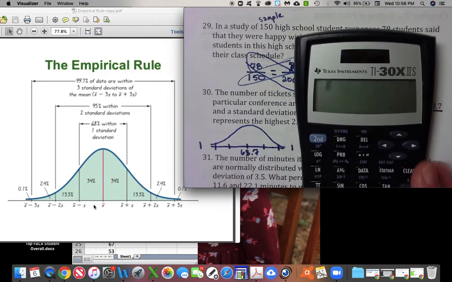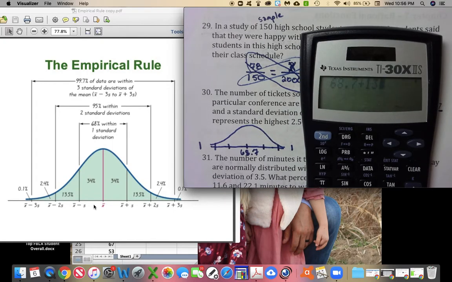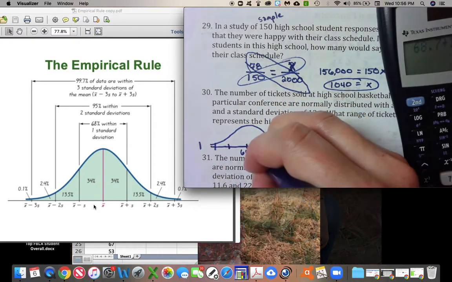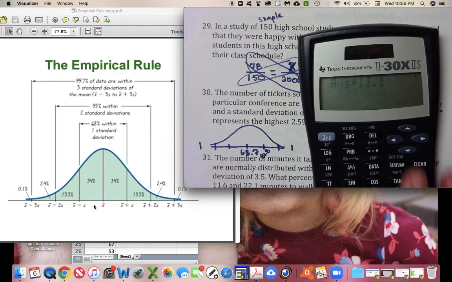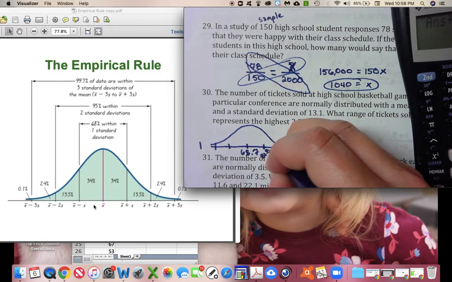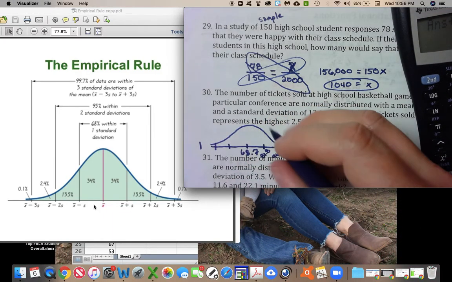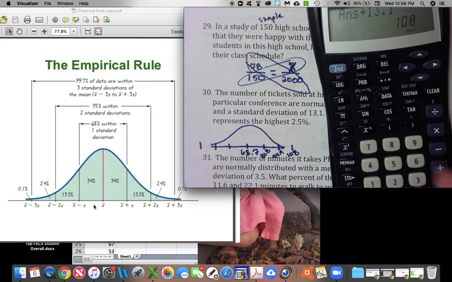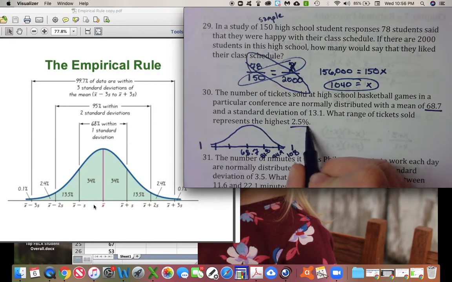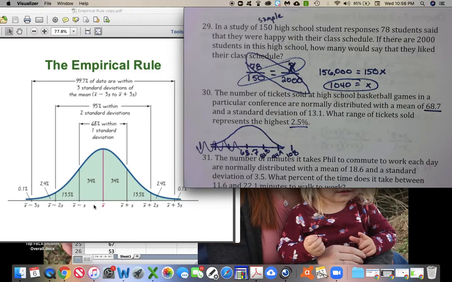So 68.7 plus 13.1, this number is 81.8. If I add another 13.1, that's 94.9, and add another 13.1, that is 108 exactly. Now, they're only asking for the highest 2.5%, so I don't really care about the numbers down below, because they're asking for the top 2.5%.